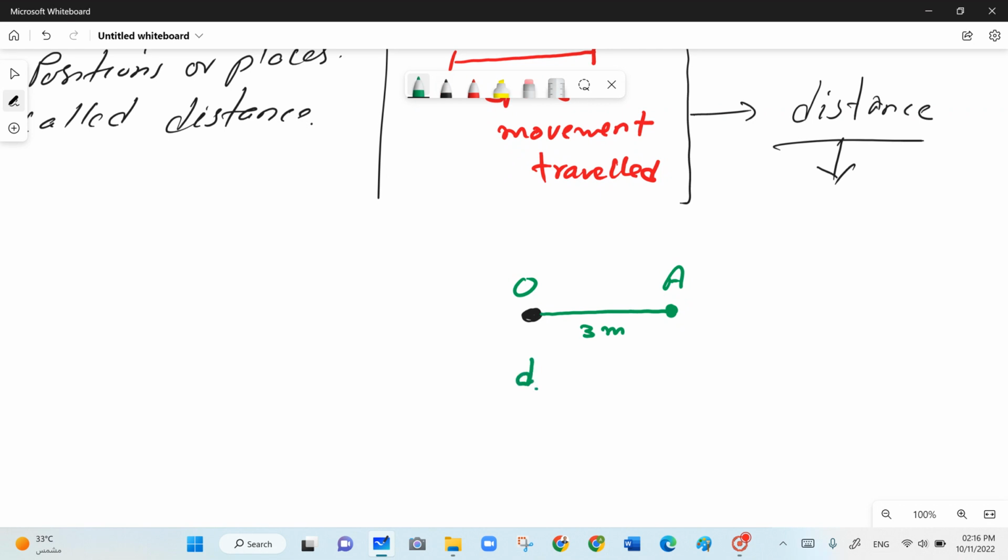Distance D, where? From O to A. Not necessary to mention, just for explanation I'm writing. Otherwise, simple, you can write D. How much is it? It is 3 meters from O to A.